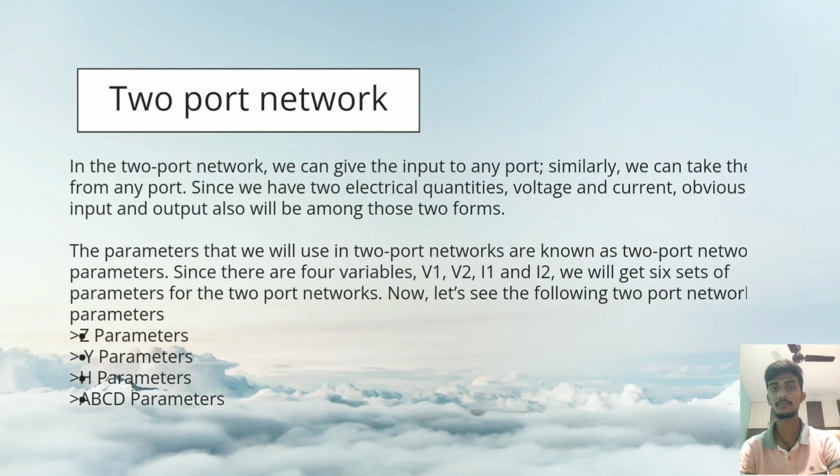Since there are four variables V1, V2 and I1, I2, we get 6 sets of parameters from the two-port networks. Now let us see the following two-port network parameters. One is the Z parameter, and then the Y parameter, H parameter and ABCD parameters.